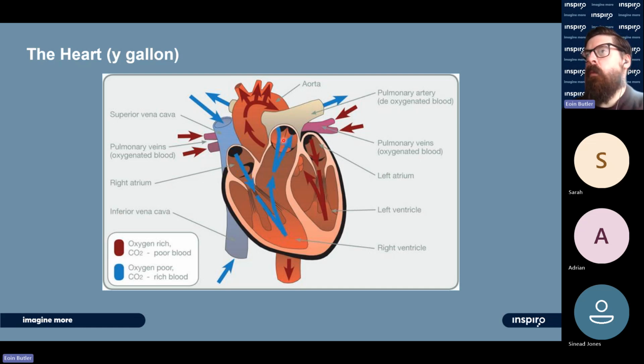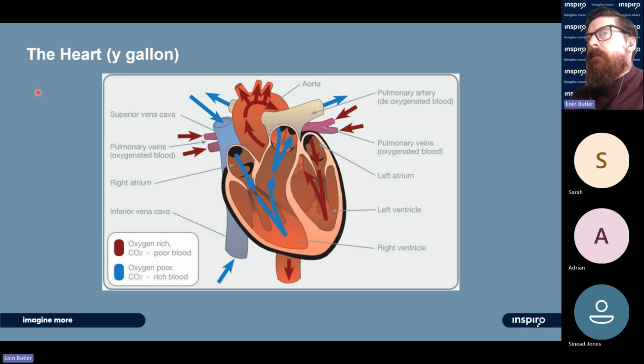So that semilunar valve opens up as the right ventricle contracts, and blood will then flow out through the pulmonary artery. So the pulmonary artery will then take deoxygenated blood to the left lung and the right lung on either side of the heart. Within the lungs, we have what's called diffusion or gaseous exchange. So gaseous exchange will take place where carbon dioxide will leave the body and oxygen comes into the body.